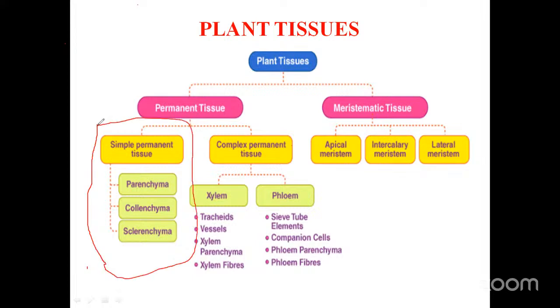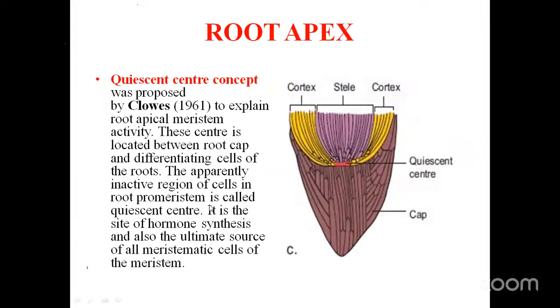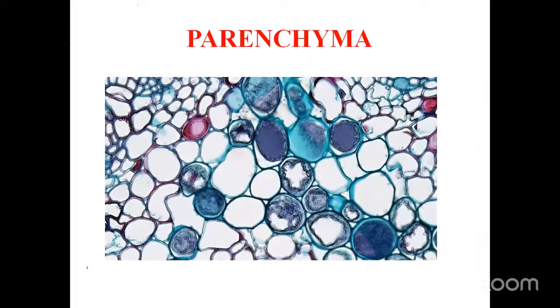The definition of simple permanent tissue: the tissue itself is a group of cells, but simple means all the cells are similar, structurally similar and functionally also the same. So that is called simple tissue. In this, parenchyma, collenchyma, and sclerenchyma are there. Now first let's discuss simple permanent tissue. First of all, let me complete parenchyma cells. So this is the parenchyma.